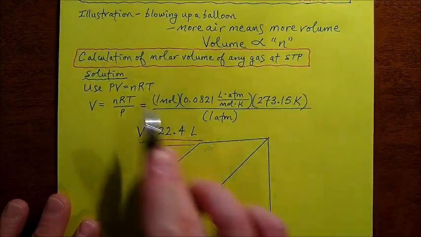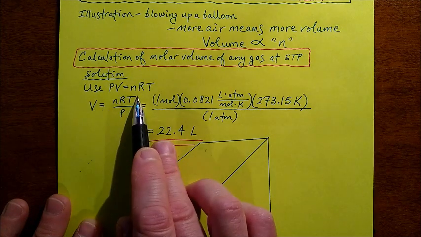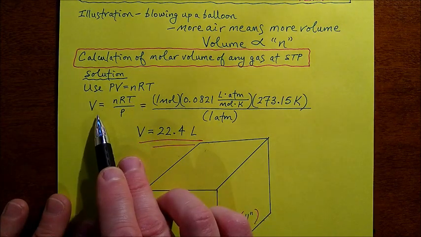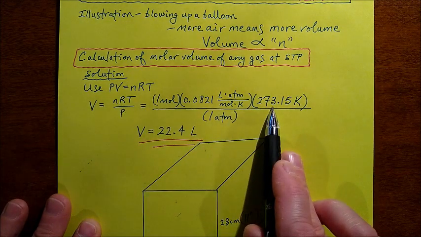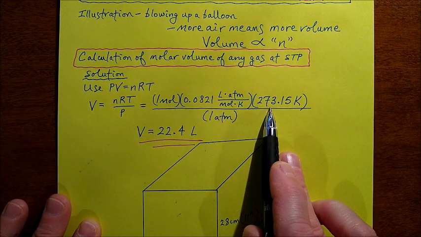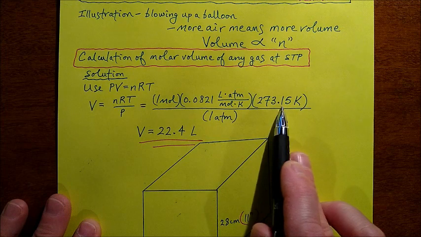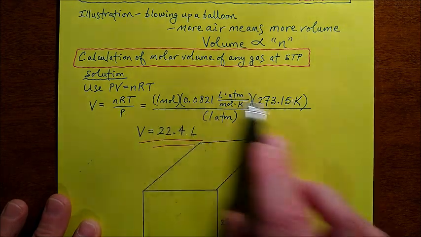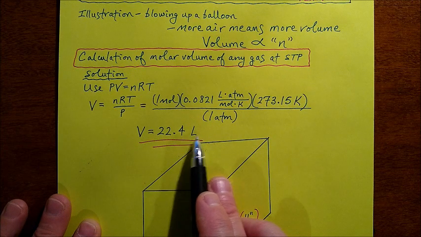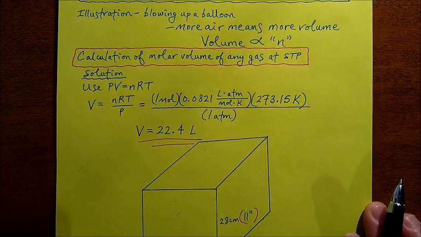So if you go back to the ideal gas law, PV equals nRT, solve it for volume. What would be the volume of 1 mole of gas at standard temperature, which is 0 degrees C, but remember we must use Kelvin. 0 degrees Celsius is 273.15 Kelvin, and 1 atmosphere pressure. You plug those in, you get 22.4 liters if you round to 3 sig figs. That's a very important result.